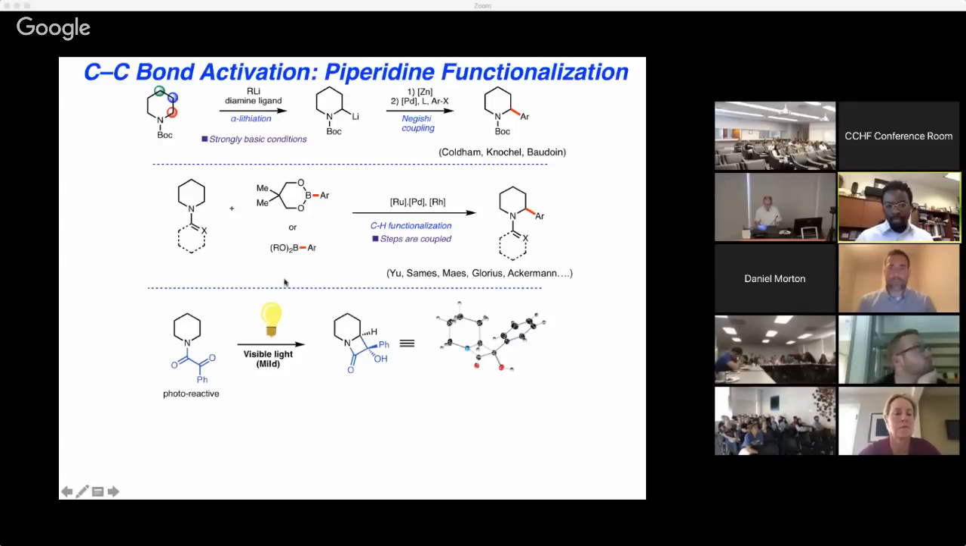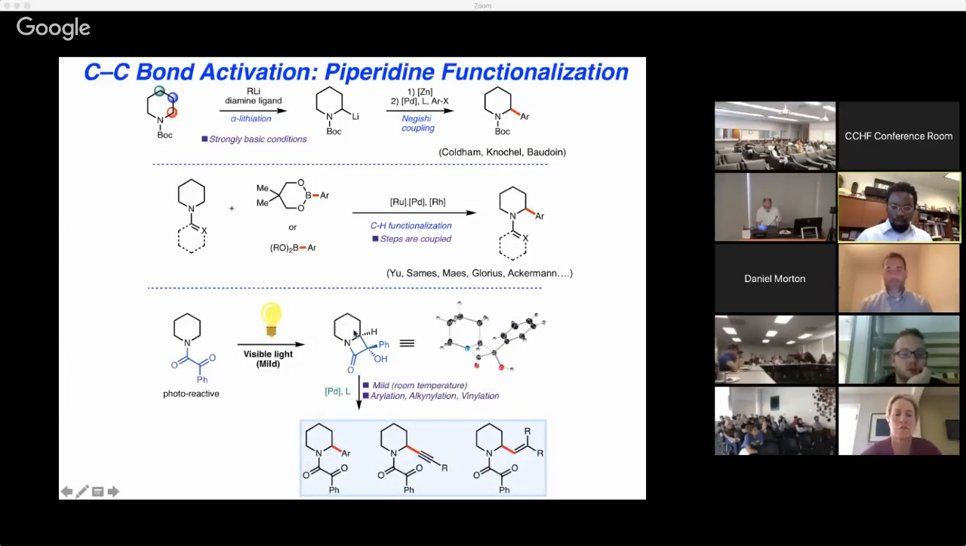And so, taking a bit of a lesson from that, we really wanted to identify a way in which we could arrive, if you will, under very mild conditions at a functional equivalent to this organolithium. And so we thought that we could begin with these photoreactive keto amides, which under visible light conditions, we could affect what would be a Norrish-Yang process to arrive then at these alpha-hydroxy beta-lactams. And this then will serve as a functional equivalent to a species of that type. And so one could then imagine cross-coupling reactions where we would affect C–C bond cleavage cross-coupling to either achieve an arylation, alkynylation, or vinylation.